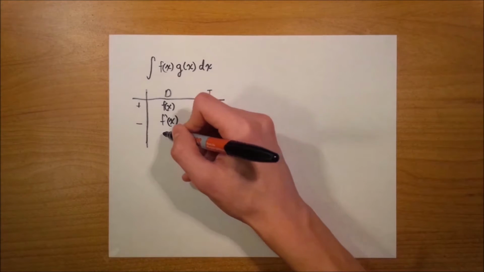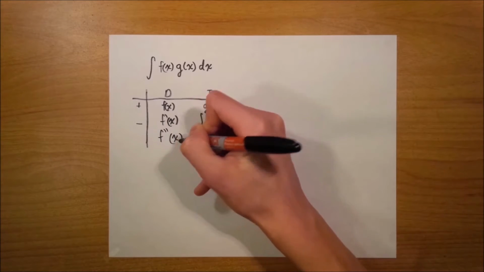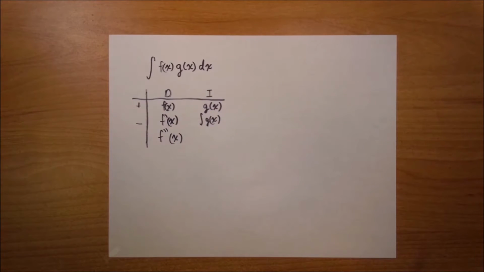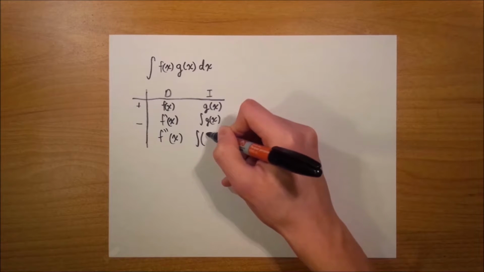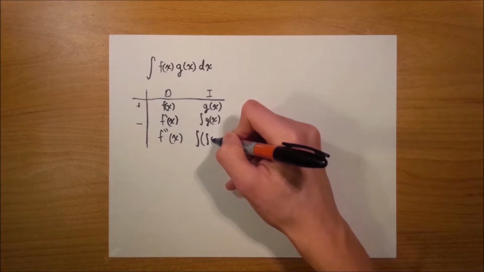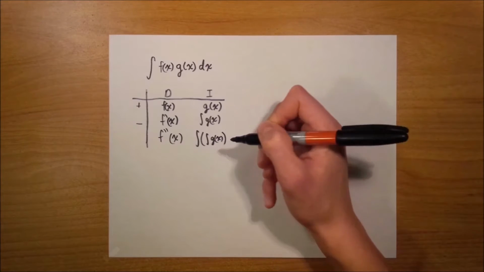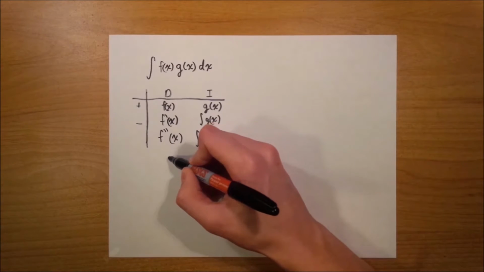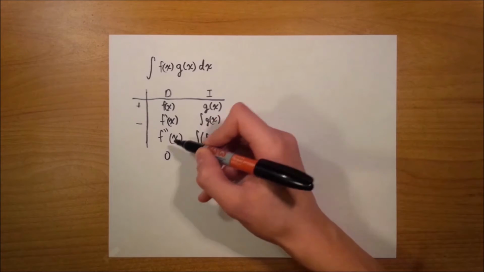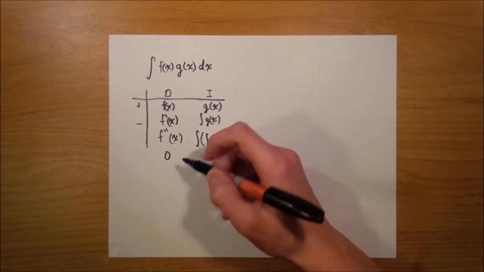We repeat this process until the component being derived becomes 0, or until both components are repeating. Now, for the purpose of this exercise, we'll pretend that the third derivative of f of x is 0.